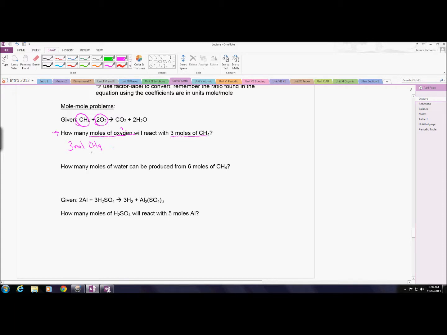Next step says convert. Use factor label to convert. So I ask myself, am I in moles? Yes.